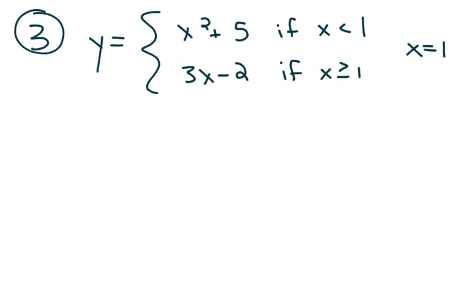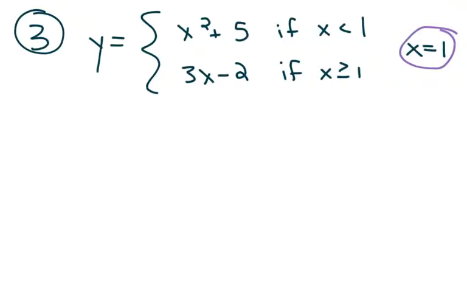The third one here is a piecewise function, but here's the thing. Not all piecewise functions have a discontinuity. If they do have a discontinuity, it will be a jump discontinuity. So if I want to check this algebraically, I'm going to plug in 1 for x into both equations. If they have the same output, then they will be continuous. And if the outputs of each equation are different, it will have a jump discontinuity.